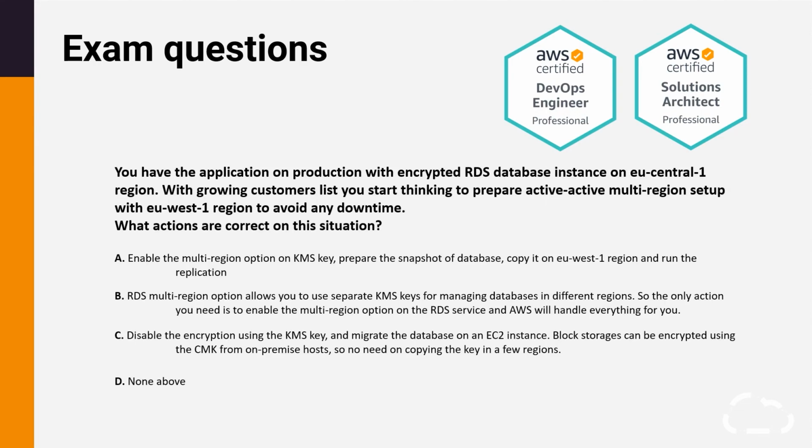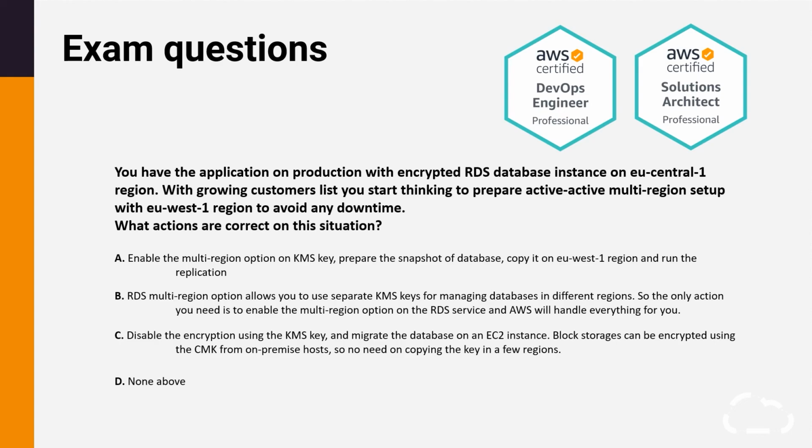You have an application in production with an encrypted RDS database instance in EU Central 1 region. With a growing customer list, you're thinking of preparing an active multi-region setup with EU West region to avoid any downtime. What actions are correct in this situation?